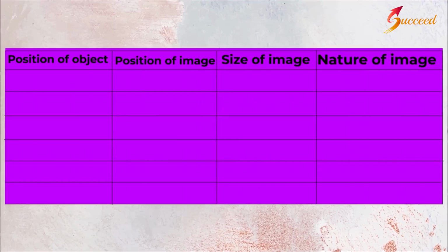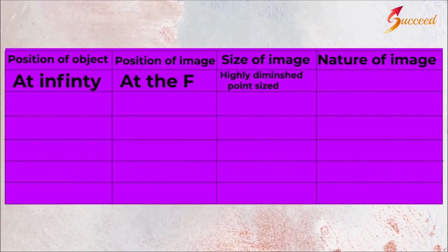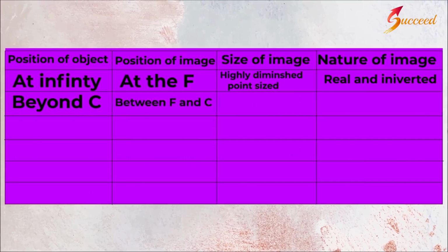Position of the object. When the object is placed at infinity, the position of the image is at F. The size is highly diminished and it is point-sized. The nature of the image is real and inverted. Now let us bring the object a bit closer, that is, beyond C. The position of the image lies somewhere between the focus and the center of curvature. The size of the image is diminished and the nature of the image is real and inverted.